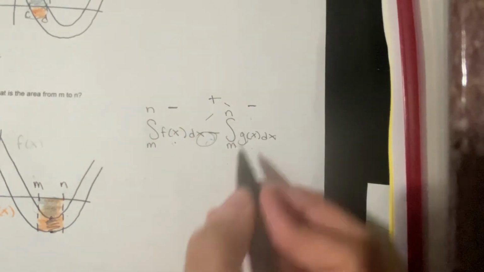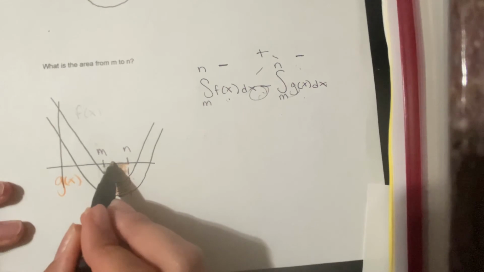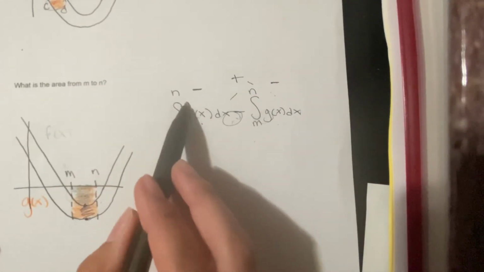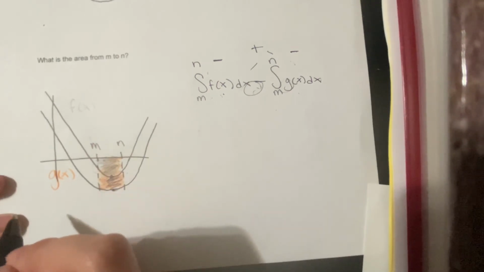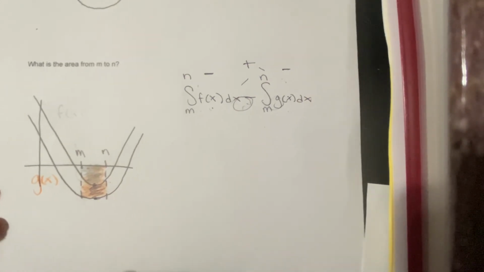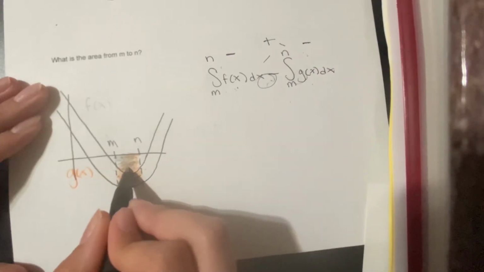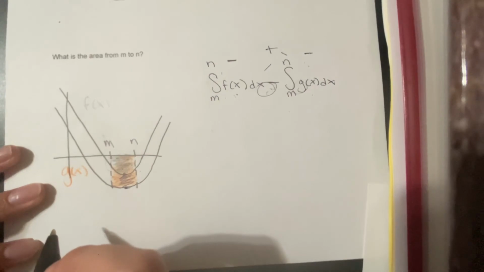So let's think about this. If g of x's area is going to end up being a positive value, and f of x's area is going to be a negative value, essentially what we're doing is we're using f of x's area to take away the area that we don't want and end up getting the area that we do want. So in the end, we are going to get the area between these two curves because f of x's area, I know it sounds redundant, is going to take away the area that we don't want.